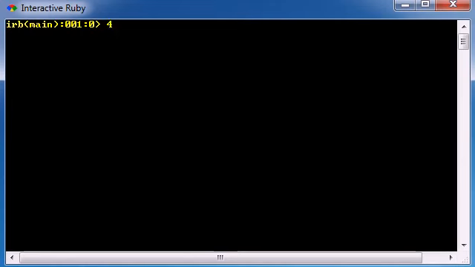So if we give something like 4 plus 9 and hit enter, it's going to give us the answer of 13. It can also subtract like 32 minus 14, let me go ahead and type that properly. It gives us the answer of 18.